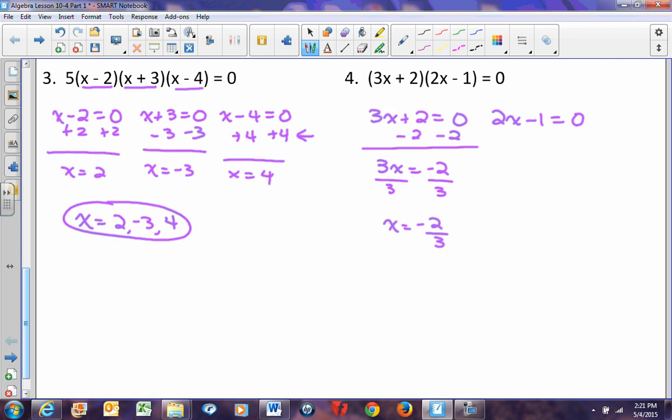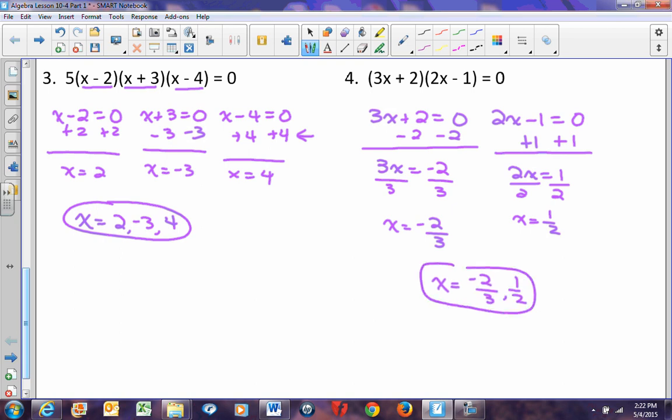Still not a complicated concept. You just have to make sure you're solving for x properly. On the 2x minus 1 equals 0, we will add 1 to both sides here. You will get 2x equals 1. To solve for x, we'll divide by 2, so x equals 1/2. So our solutions are x equals negative 2/3 and 1/2. So those are our possible solutions to that particular equation.